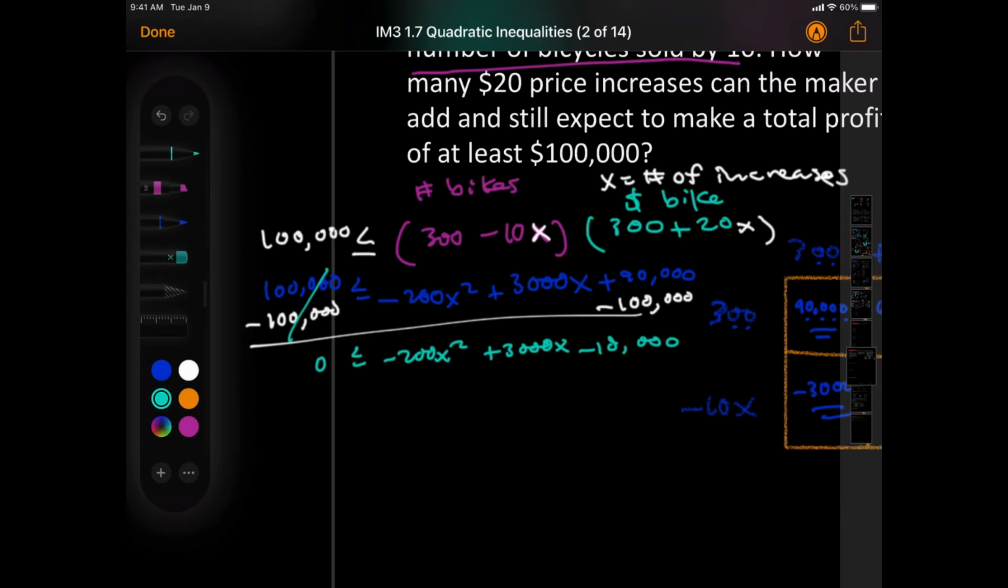Okay, from here, I have it now set equal to 0. Let's factor out a negative 200. So that would be x squared minus 15x. That's 2 zeros. So negative 10,000 divided by negative 200 is plus 50. And remember, you can always distribute to check your answer. Negative 200x squared plus 3,000x, negative 10,000.